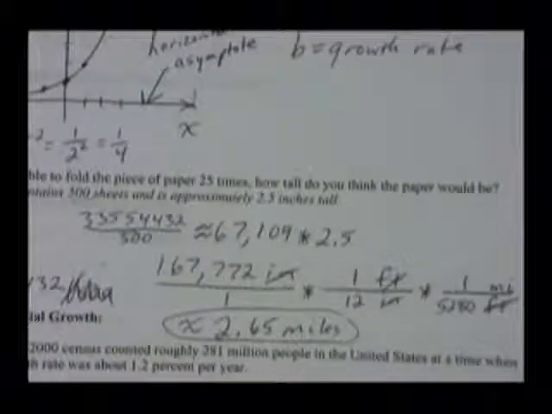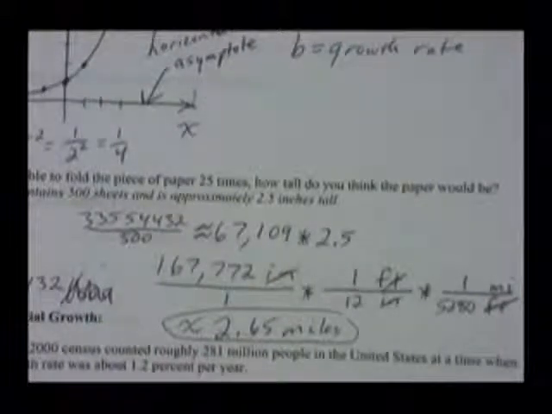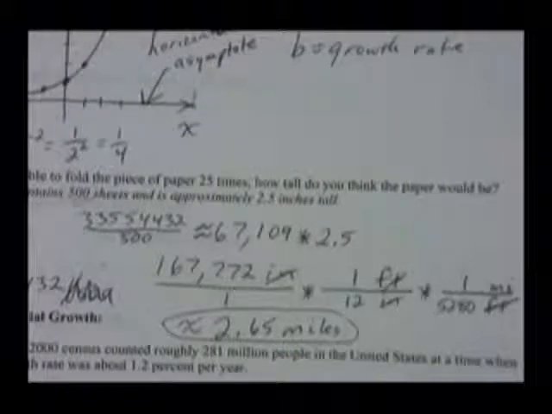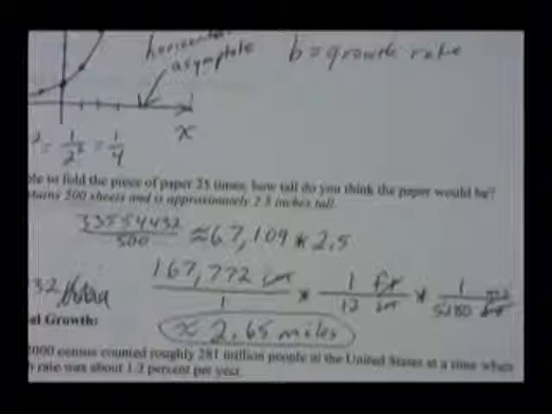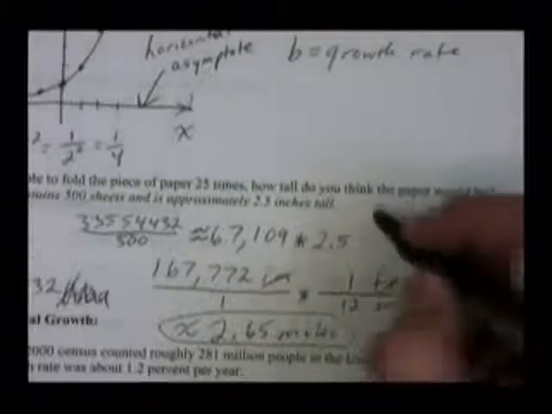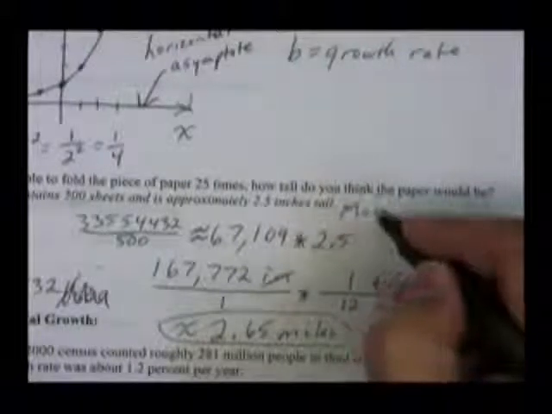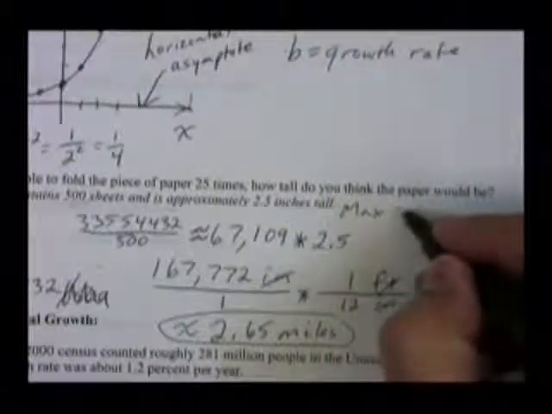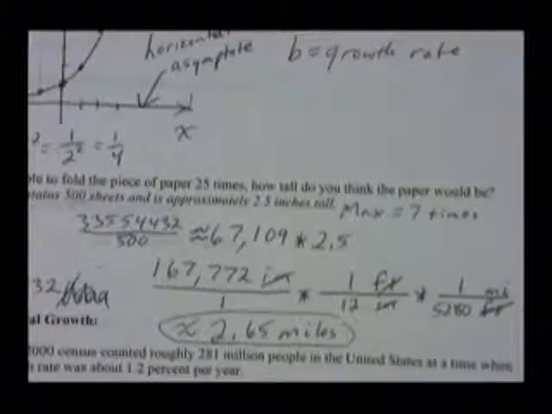All right, so if I was able to take a piece of paper, fold it 25 times, the number of sheets that would end up, or spaces that would end up being created, would end up being 2.65 miles high. Notice that's why the maximum that you can do, and I'm pretty sure it's 7. The max is 7 times. Otherwise, it just starts getting too thick, and you can't mess with it anymore.